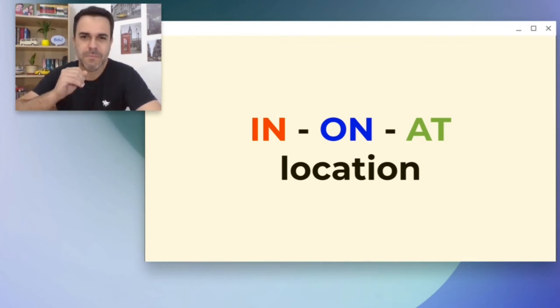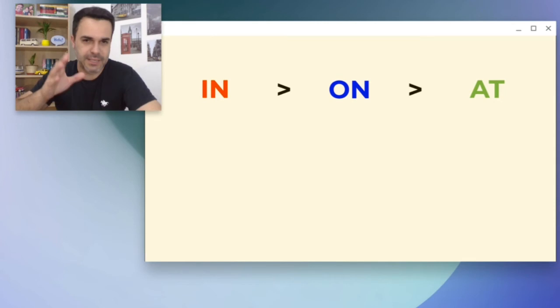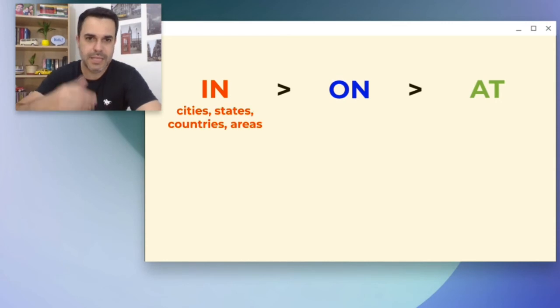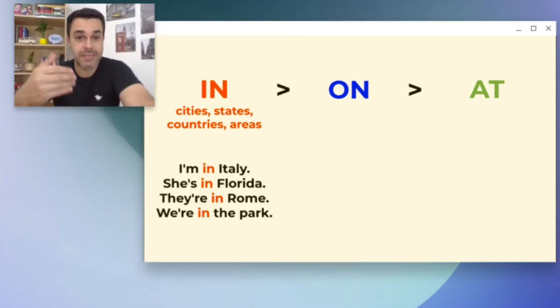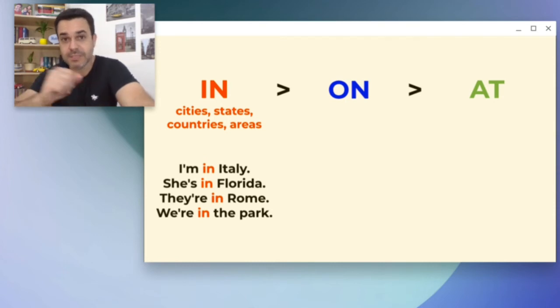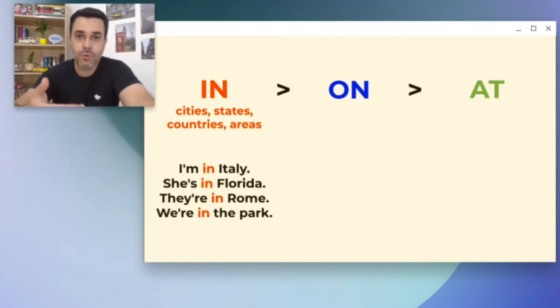Now let's talk about in, on, and at when talking about locations. And here it's like this. In is bigger than on, which is bigger than at. We use in for cities, states, countries, and areas. Examples: I'm in Italy, which is a country. She's in Florida, which is a state. They're in Rome, which is a city. And we're in the park, which is an area.